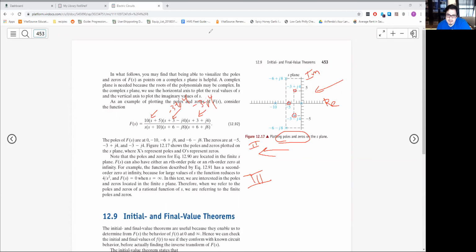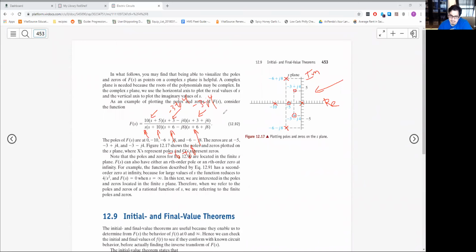Looking at the denominator, here you have a pole at 0, a pole at -10, and these two conjugates. First off, the 0 one's easy. You put a cross at the 0 crossing right here. You go to -10, put another cross. And then in this case, this is -6 plus j8, and the other one will be -6 minus j8. So you can go -6, -8, and up here. Okay. So eventually you'll get to a point where you can just read this graph and know exactly what's going on, right?